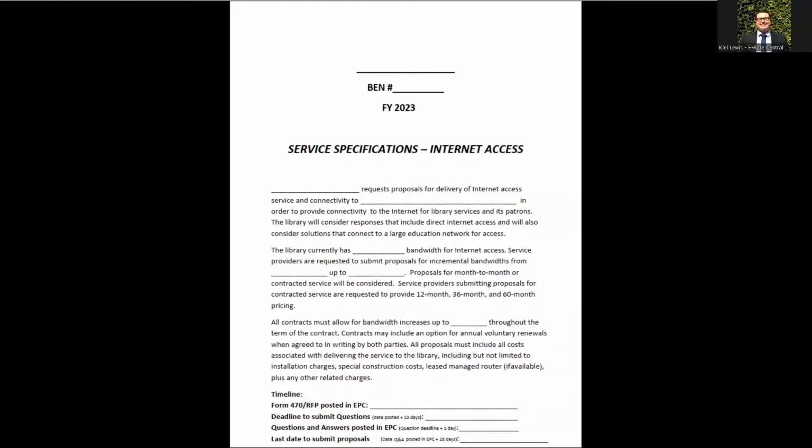This is the funding year 2023 service specifications template. This document can be completed and filled out with the additional information about the internet access service that the library is seeking.